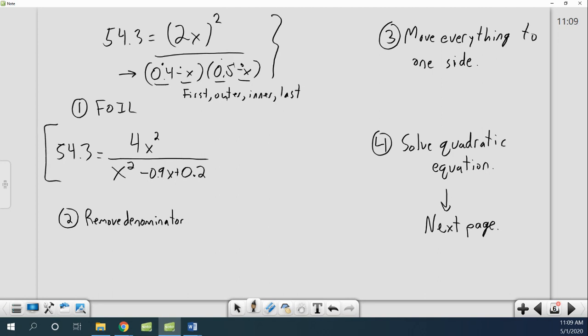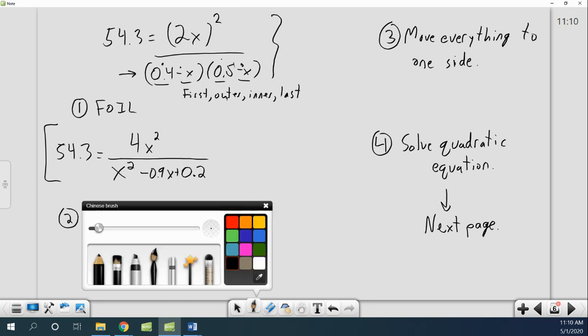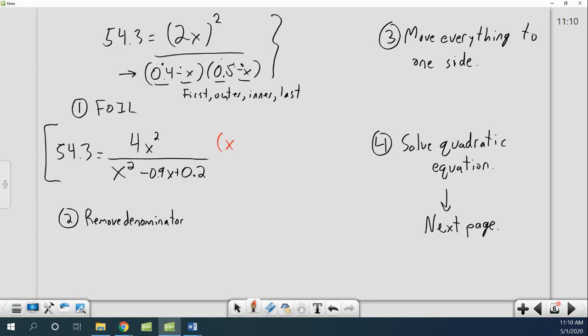Step two, remove the denominator. Fractions are evil. We don't want fractions. So to get rid of the denominator, I multiply by it. So I multiply this by x squared minus 0.9x plus 0.2. And I multiply the other side by that as well. So the bottom cancels out, and I am left with 54.3x squared. And then I do the second term.